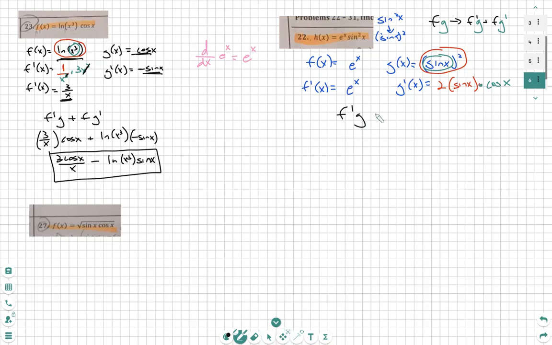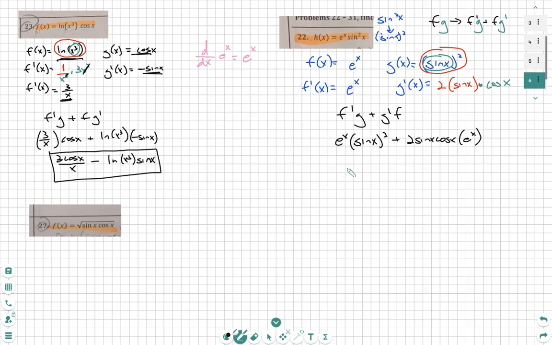f prime g plus g prime f. f is equal to e to the x. f prime is e to the x. g regular is sine of x squared, plus g prime, which is 2 sine of x cosine of x, times normal f, which is e to the x. Now we can see that we have GCFs here.